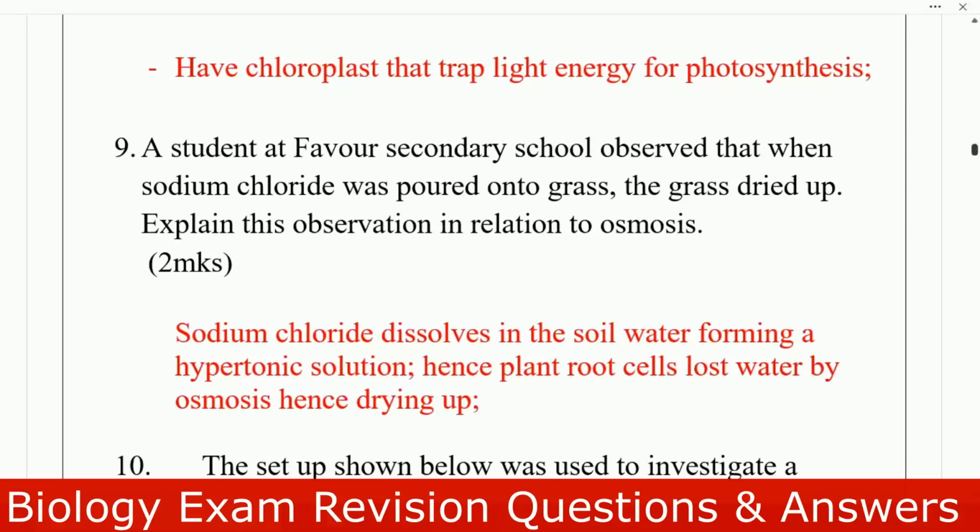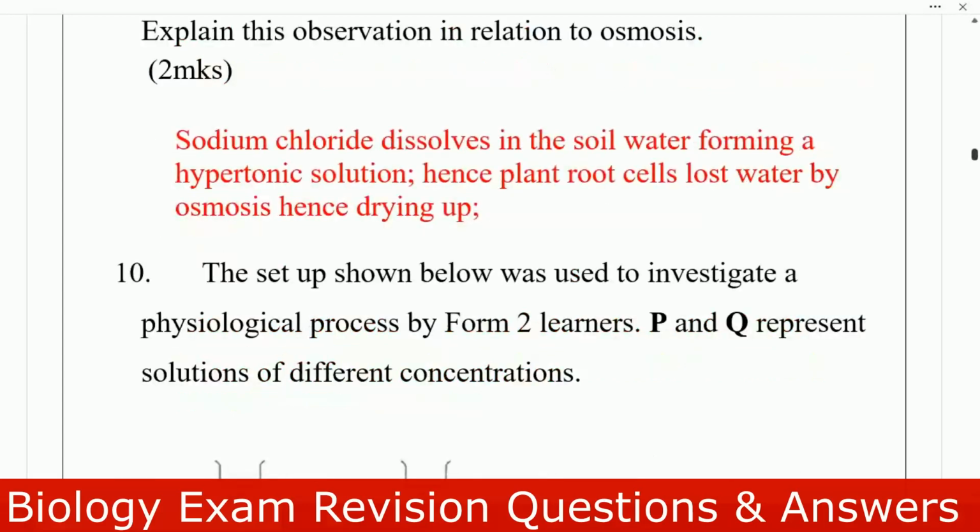Number 9. A student at Form 4 at Favor Secondary School observed that when sodium chloride was poured onto grass, the grass dried up. Explain this observation in relation to osmosis. Sodium chloride dissolves in the soil water, forming a hypertonic solution. Hence, plant root cells lost water by osmosis, hence drying up.